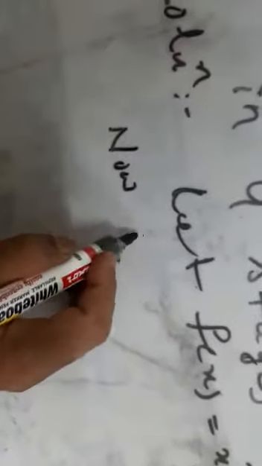Now we put x is equal to 0. f(0) is equal to 0 minus 9 equal to minus 9. This is negative. f(1) equal to 1 cube minus 4 into 1 minus 9, equal to 1 minus 4 minus 9, which is equal to minus 12. This is negative.